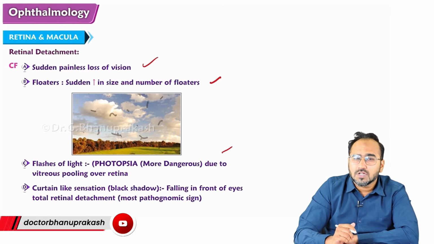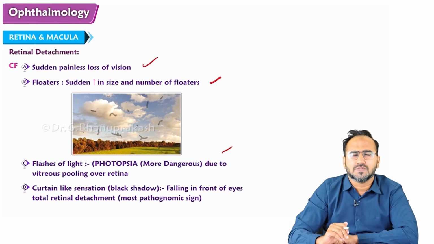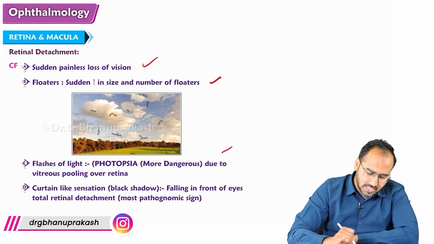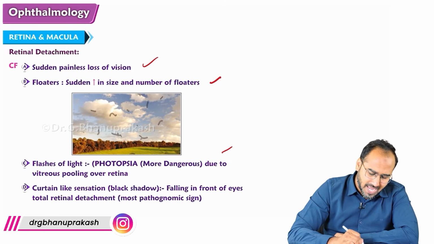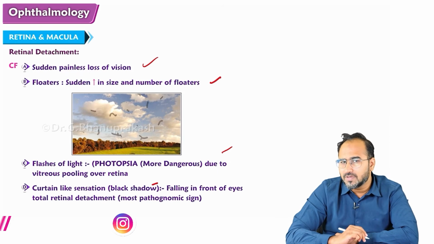And the patient will also complain of a curtain-like sensation falling in front of the eyes, which is also called a shadow-like sensation. This curtain-like sensation falling in front of the eye is called a black shadow, seen in total retinal detachment, which is the most pathognomonic feature.